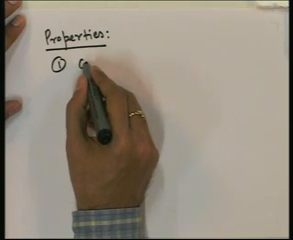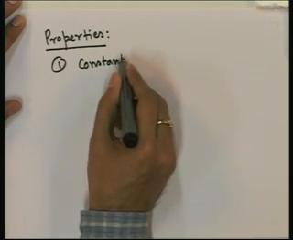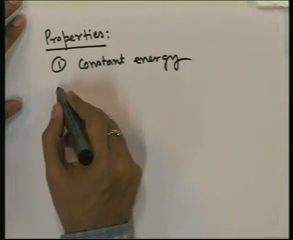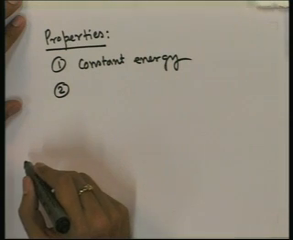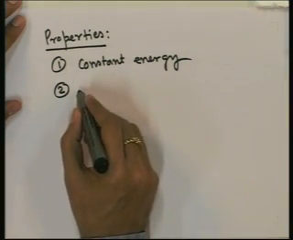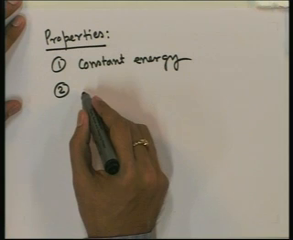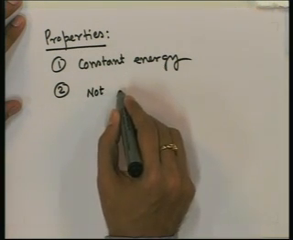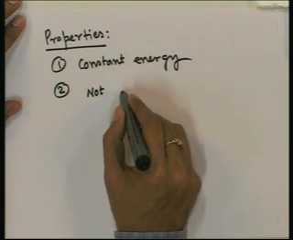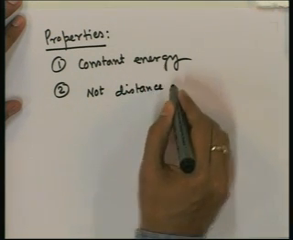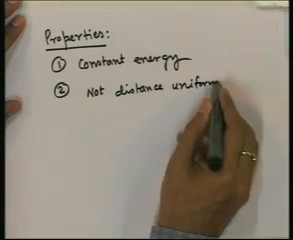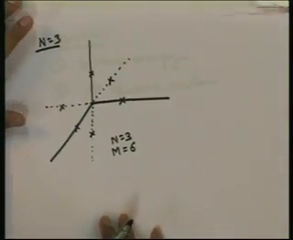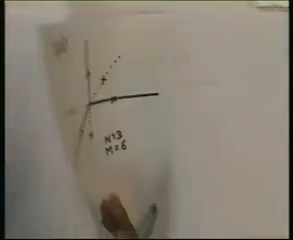One, it is still constant energy, each one has the same energy E. Second, this is not distance uniform. Meaning, if you take one point in the signal set, the distances to all other points are not the same.